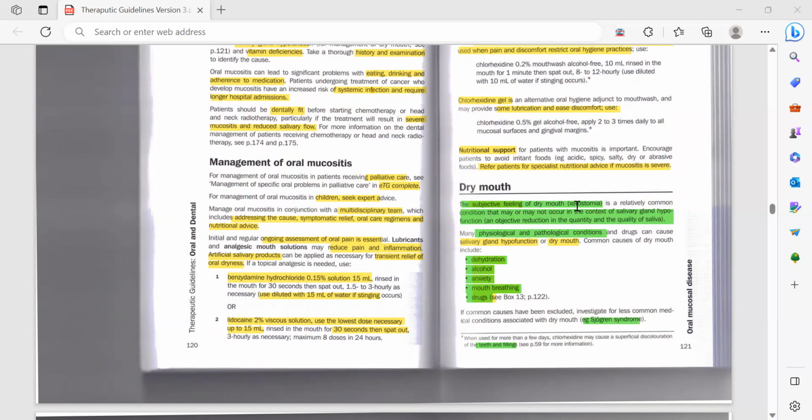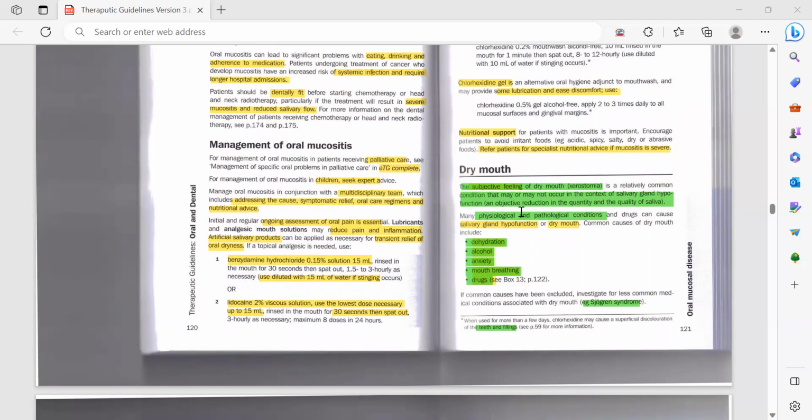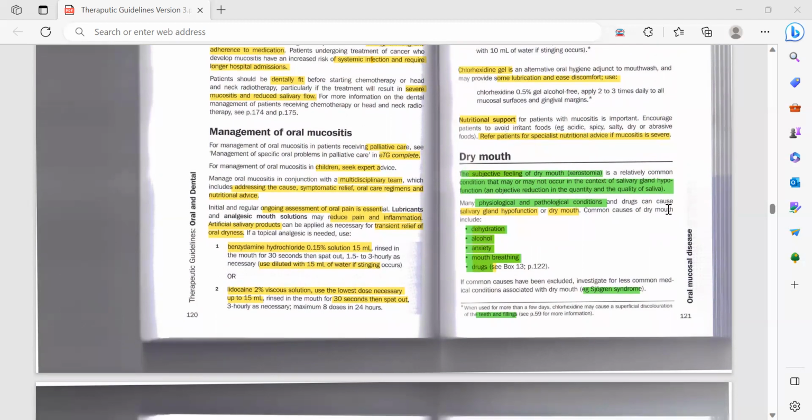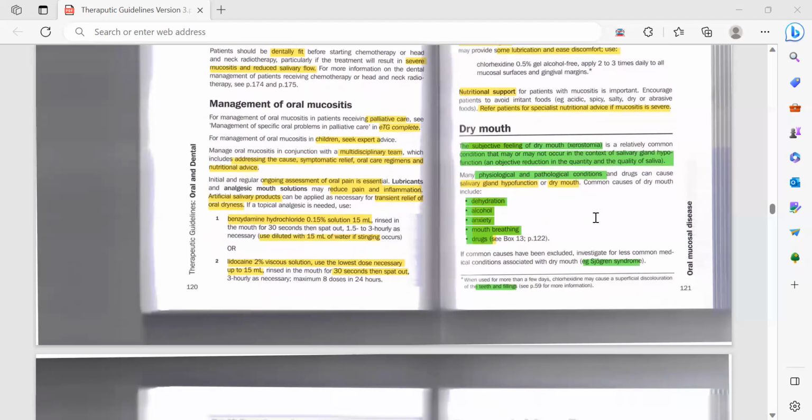The subjective feeling of dry mouth, which is xerostomia, is a relatively common condition that may or may not occur in the context of salivary gland hypofunction and objective reduction in the quantity and the quality of the saliva. So many pathological and physiological conditions and drugs can cause salivary gland hypofunction or dry mouth.